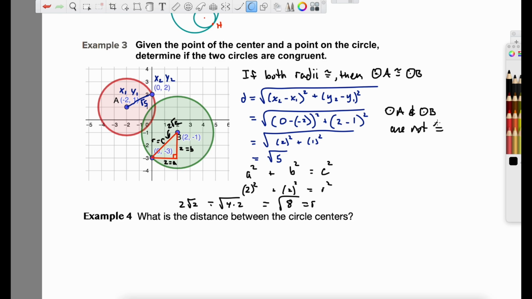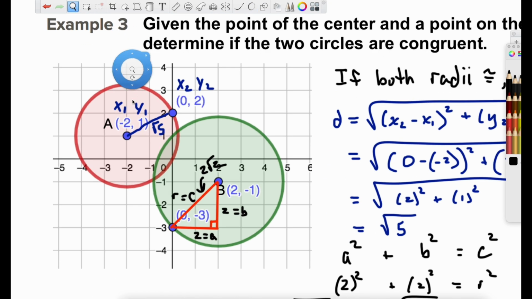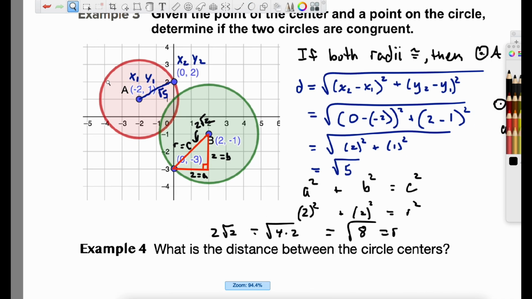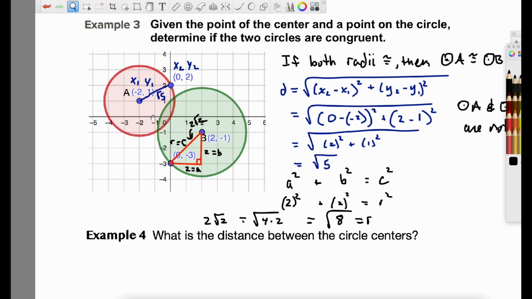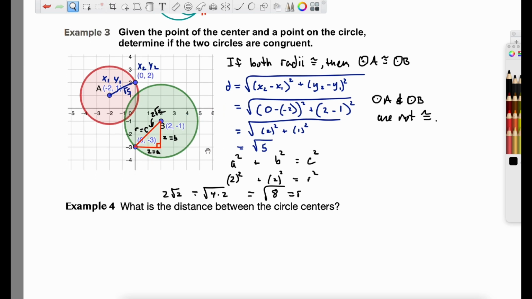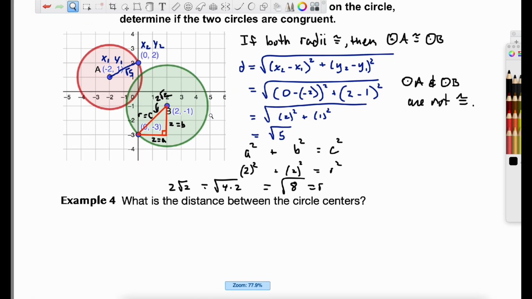Yeah, and we can see that by looking at them, right? I mean, we can see that circle B is larger than circle A, but we can't just say it because it looks that way. We have to have evidence, provide a reason, and there's our reason. We used the distance formula for one and the Pythagorean theorem for the other.